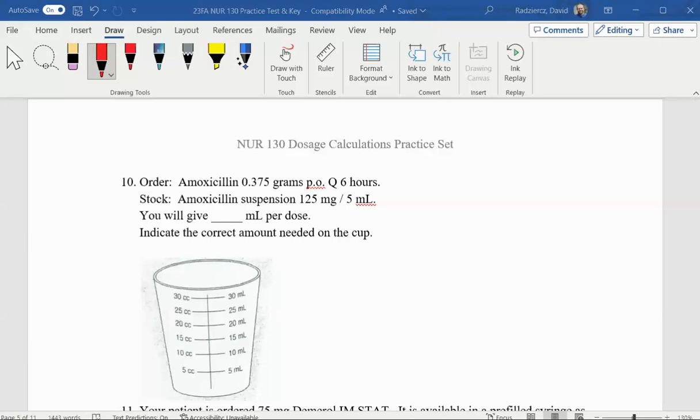The other secret to these types of questions, when it's a cup, it has to be precise. So the answer is going to be on the cup.